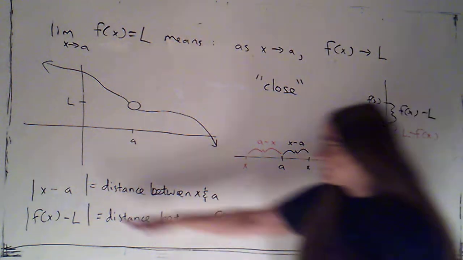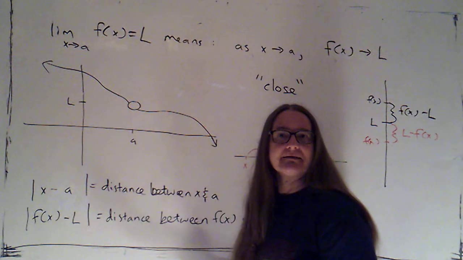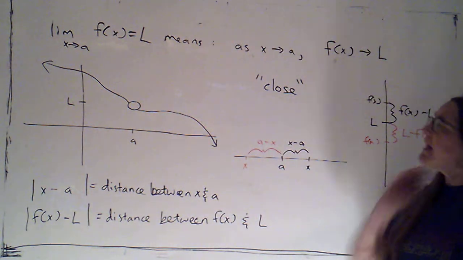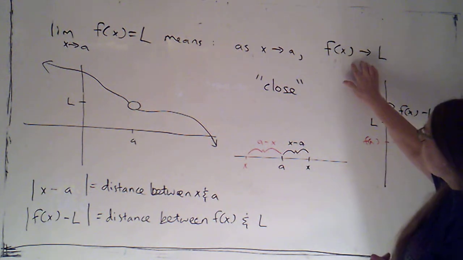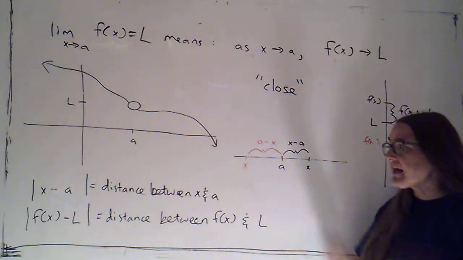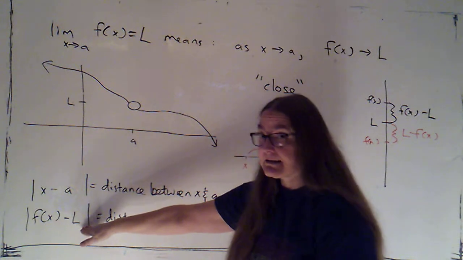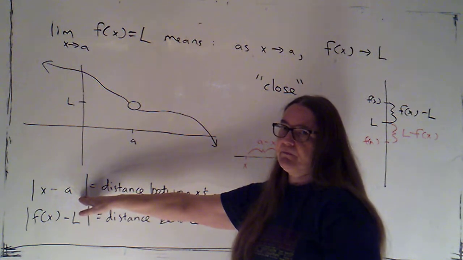And of course, this is going to be a horizontal distance, and this is going to be a vertical distance. Okay, so if I want to show that f of x gets close to L when x gets close to a, I need to show that I can make this distance small, and that I can make this distance small by making this distance small.